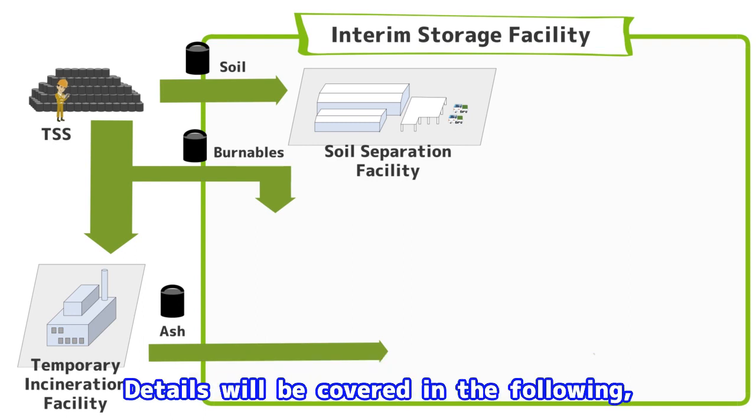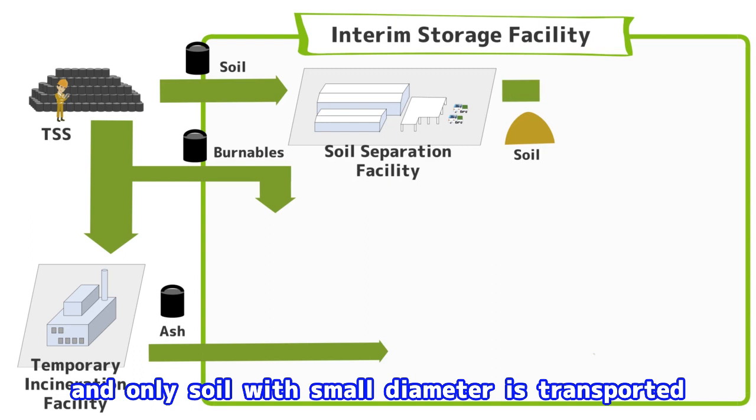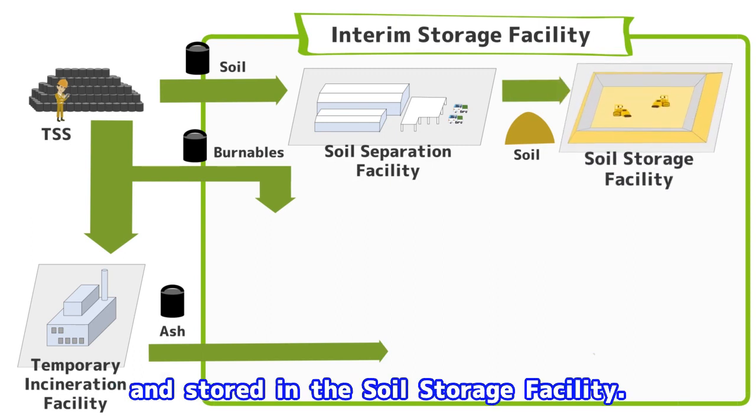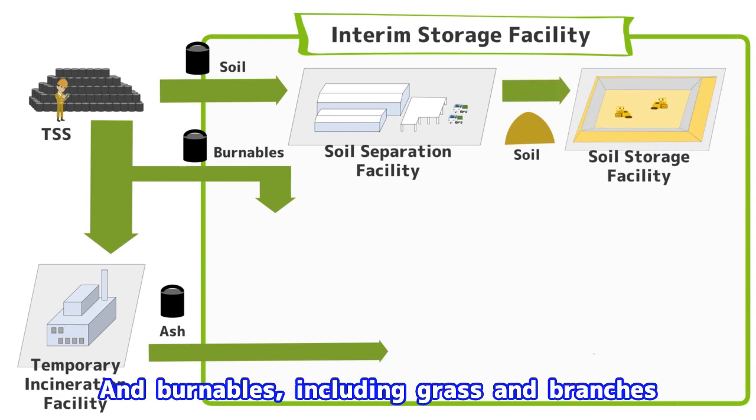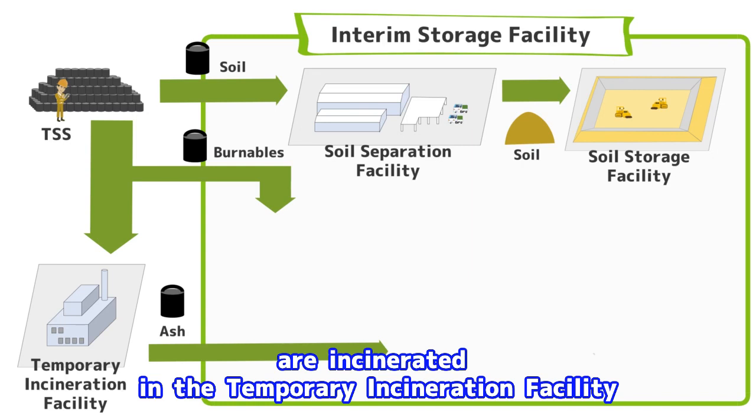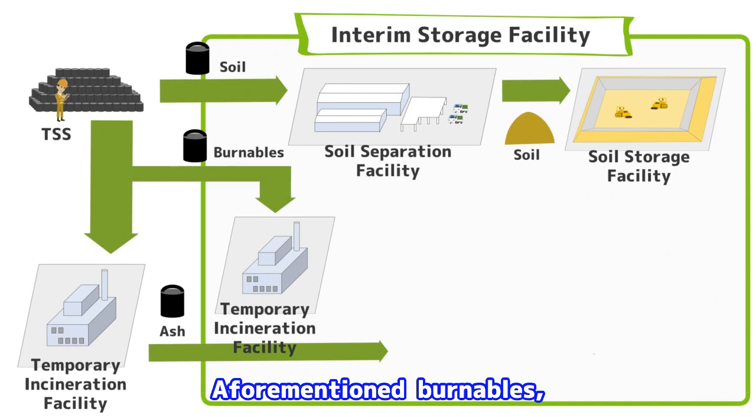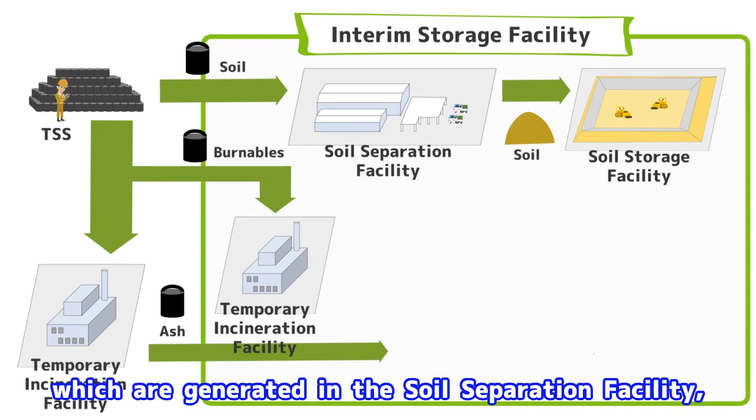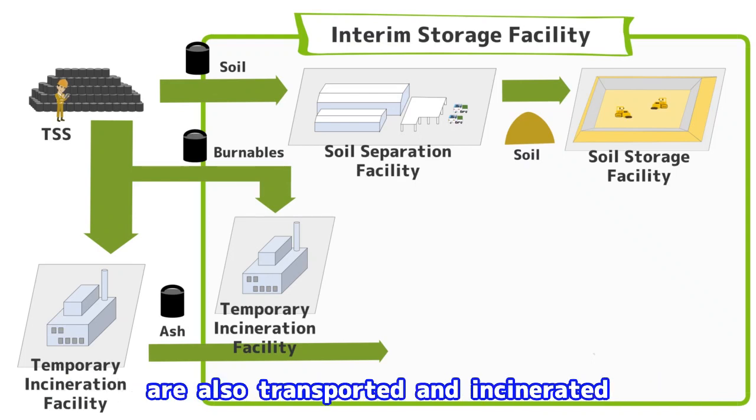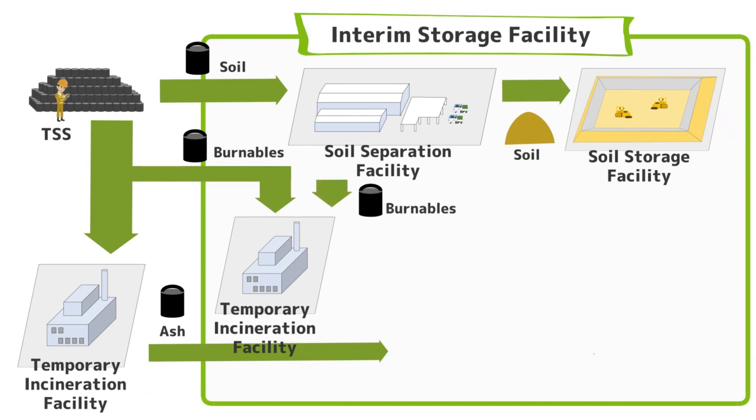Details will be covered in the following, but in this facility, waste like burnables and big stones are removed, and only soil with small diameter is transported and stored in the soil storage facility. And burnables, including grass and branches arising from decontamination activities, are incinerated in the temporary incineration facility in the premise of the interim storage facility. The aforementioned burnables, which are generated in the soil separation facility, are also transported and incinerated in the temporary incineration facility.